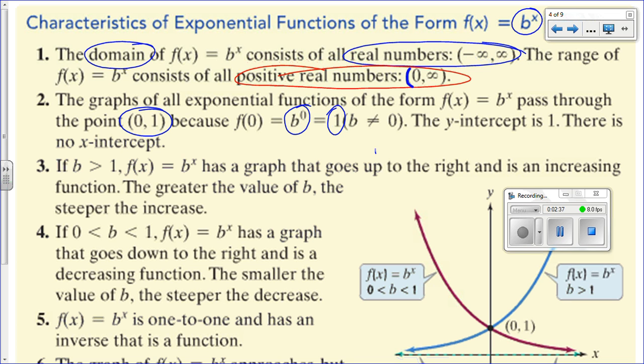Except, there's one exception here: the base cannot be 0. So 0 to the power 0 is actually undefined. That is why when I tell you almost anything to the power 0 is equal to 1, that will be one exception, 0 to the power 0. That one is undefined. Because we have that point on the y-axis, (0, 1), we refer to that as the y-intercept.